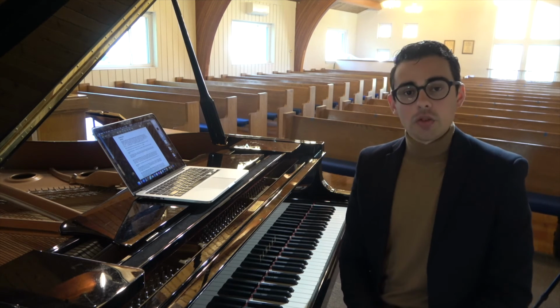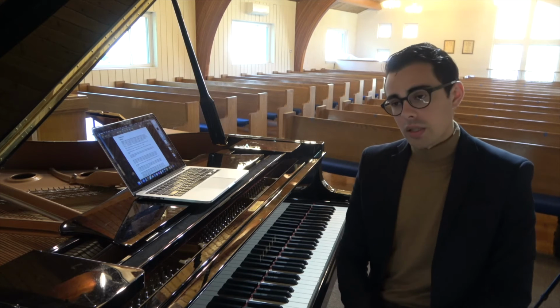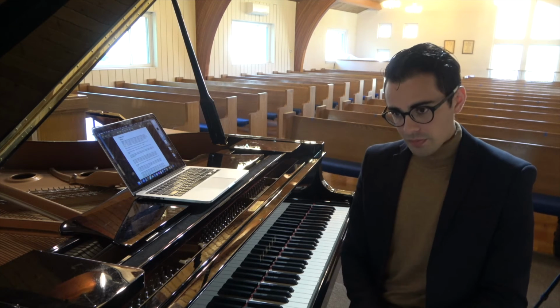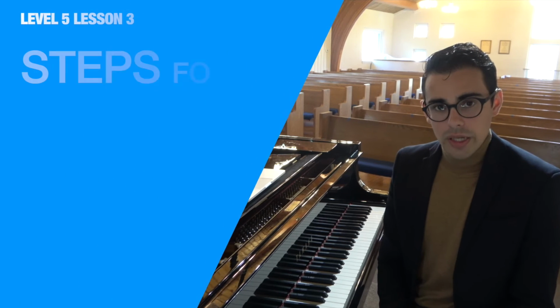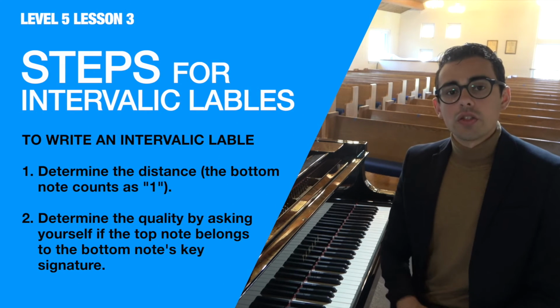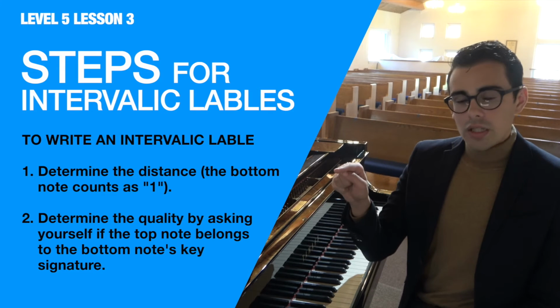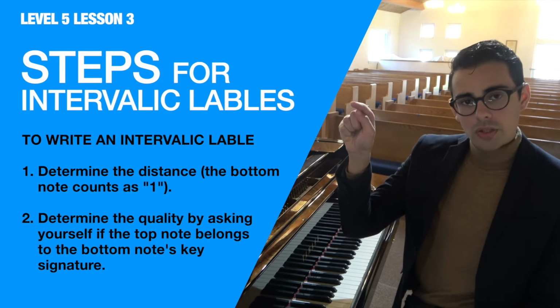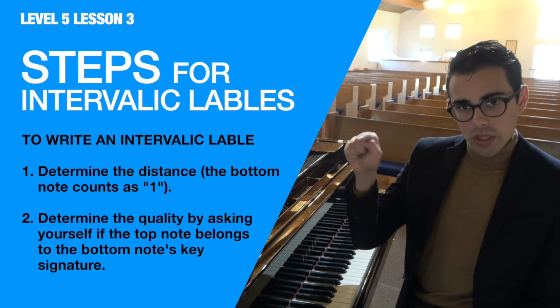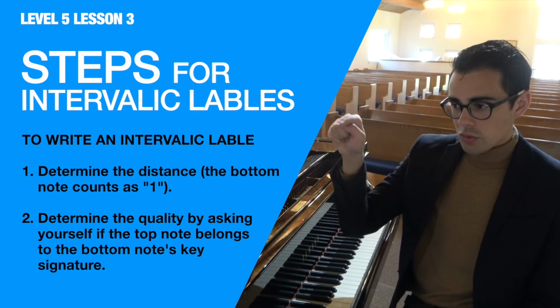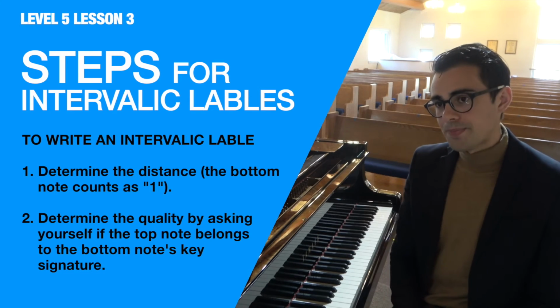Before we do that, let's just review the steps to labeling an interval. In order to label an interval, step one is to first figure out the distance between the two notes, and you do that by starting at the bottom note and counting up to the top note. The bottom note counts as number 1. 1 is the bottom note, 2, 3, 4, 5 until you land at the top note.